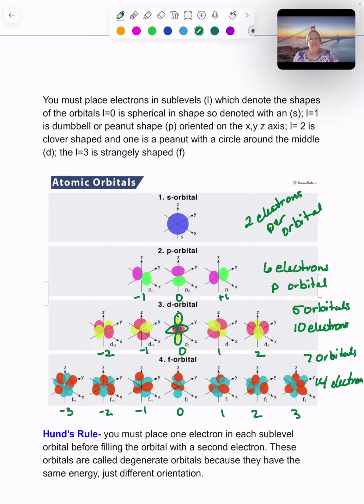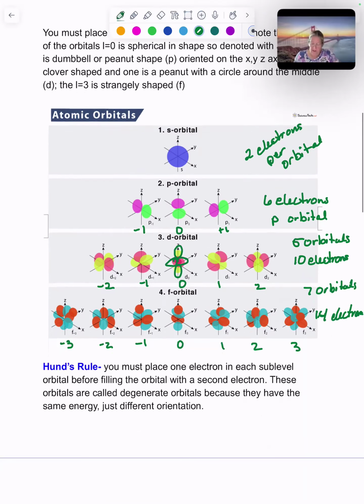Okay, that brings us to a new rule, Hund's rule. You've got to place 1 electron in each sublevel orbital before you can pair them up with the second electron. So we literally have to put the clockwise electron in each orbital. I'm using the p as the example, before we go back in and put in that counterclockwise spinning electron to fill the orbital. Once we have one electron in each orbital, we've increased the stability. We start pairing them up, we make it even more stable.